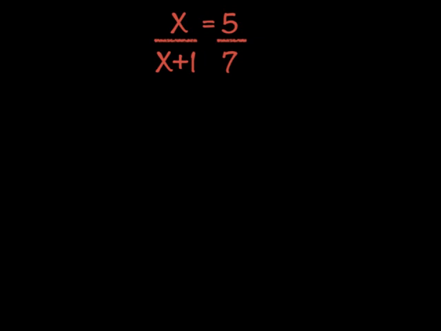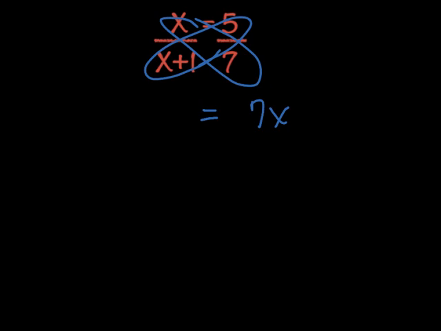Okay, this one was a proportion, and to solve a proportion, I'm going to cross multiply here, and that's going to give me 7x. There's an equal sign in the middle. Tricky part about this right here is that I need to make sure that I distribute the 5 to both the x and the 1. So that's going to end up being 5 times x, which is 5x, plus 5 times 1, which is 5. And then it's just a regular old equation.